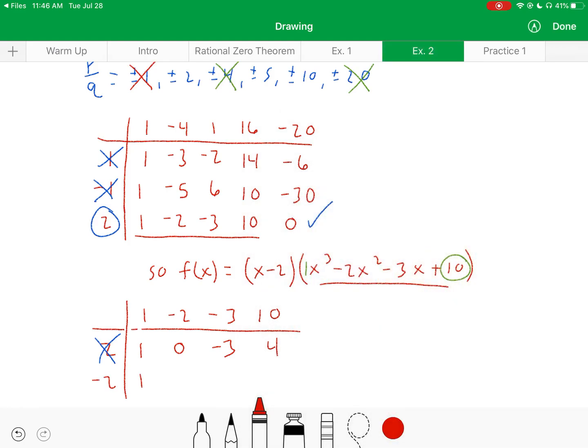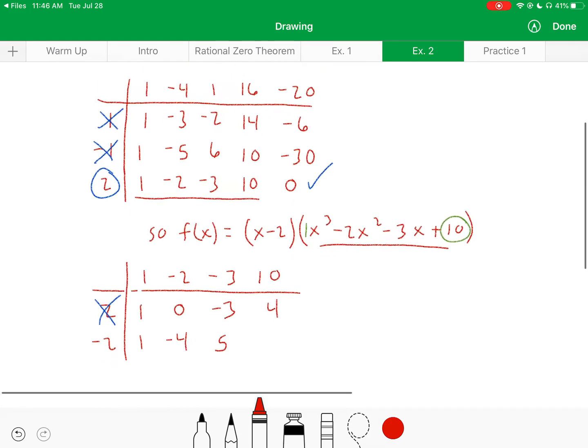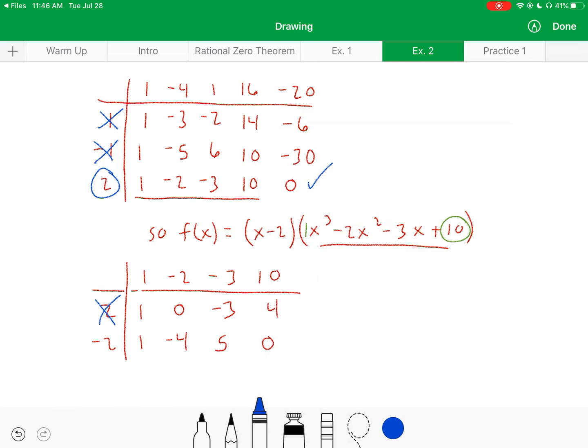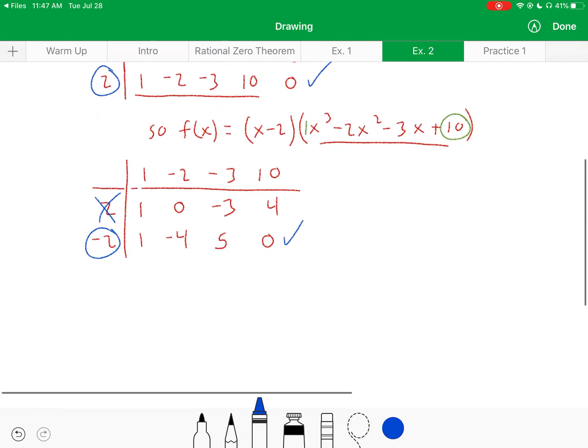Bring the 1 down. 1 times -2 is -2. Add that with -2, you get -4. -4 times -2 is 8. Add that with -3, you get 5. 5 times -2 is -10. Add that with 10, you get 0. Nice. So -2 is also a 0 of the function.